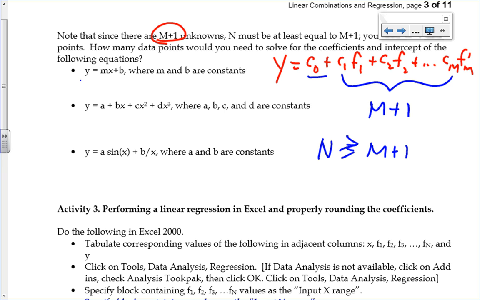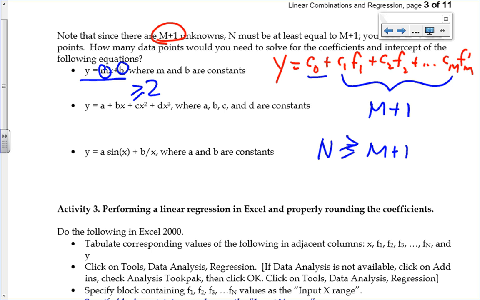So if you have y equals mx plus b, how many data points would you need minimum to determine m and b? 2. 2 points determine a line, right? If you have 2 points, you can calculate exactly what m and b are, 2 equations and 2 unknowns. So you need at least 2, greater than or equal to 2.